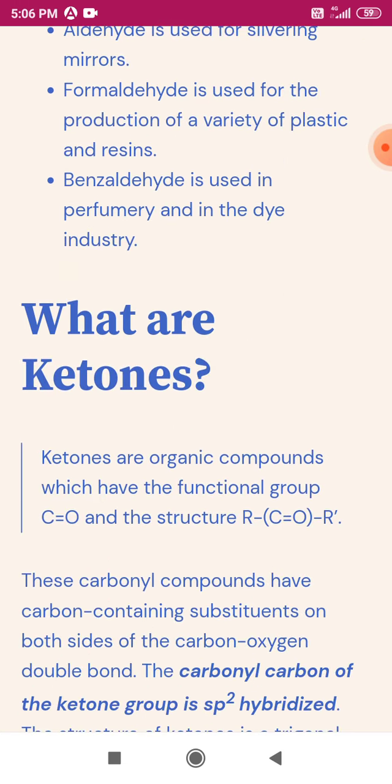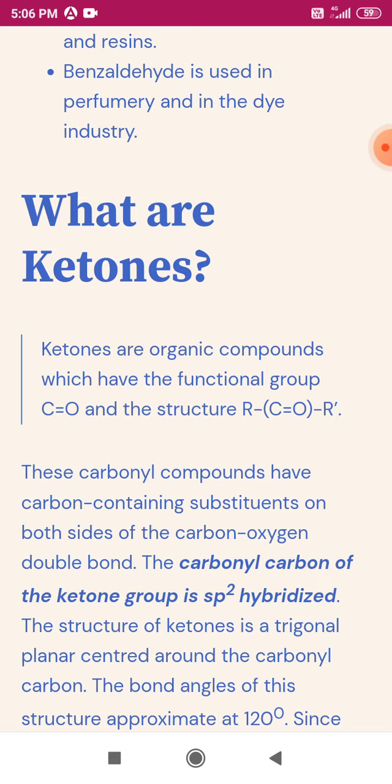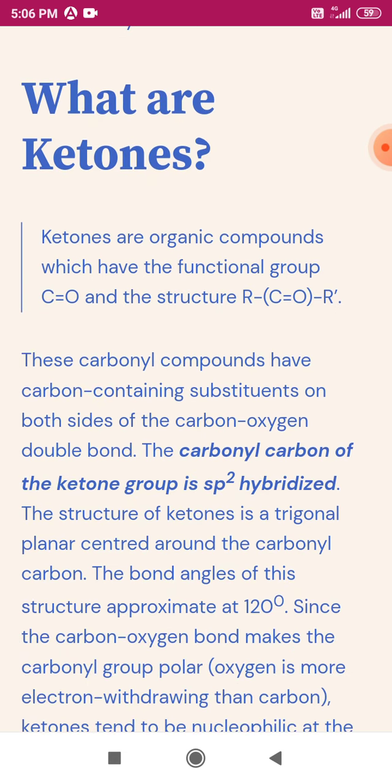Ketones are organic compounds which have the functional group C=O, and the structure looks like R-C(=O)-R. These carbonyl compounds have a carbon-containing substituent on both sides of the carbon-oxygen double bond. This is the common structure, and the carbon-oxygen double bond is the carbonyl group.